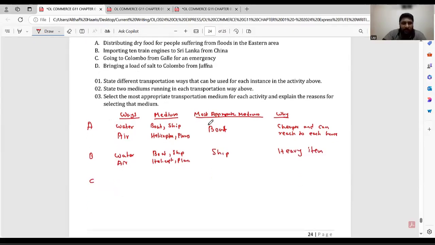C. Going to Colombo from Kandy. Road is there. Then you have Colombo from Kandy. Not Kandy, Galle. Sorry. Galle, Galle. What else? Air.